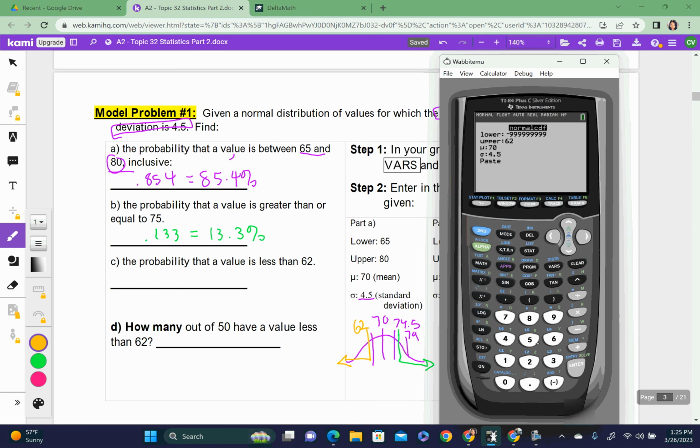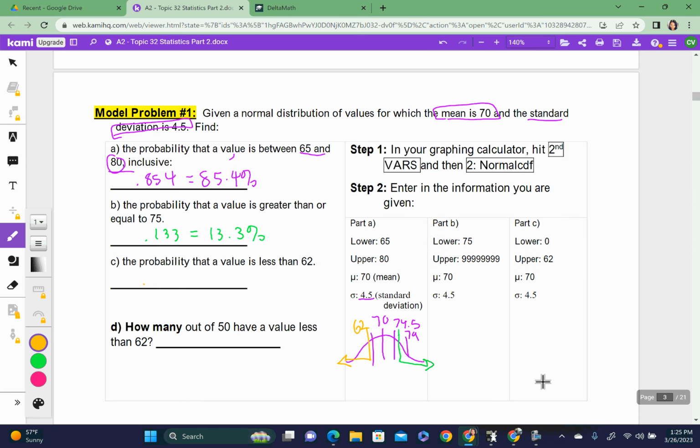And again, our mean, because it's still the same problem, is still 70. Our standard deviation is still 4.5. Enter, enter. And it gives me 0.038. So 0.038, which if I change that to a percent, that's 3.8%. Okay. And again, all these values are rounded to the nearest tenth.